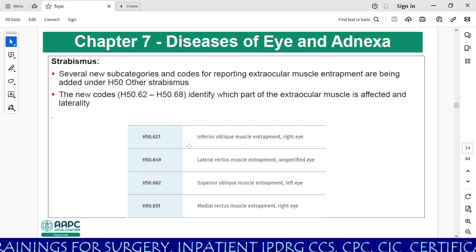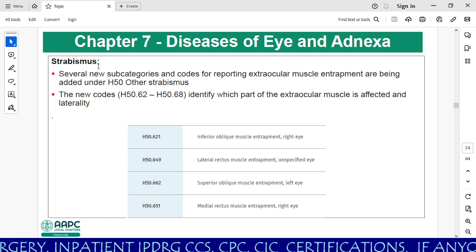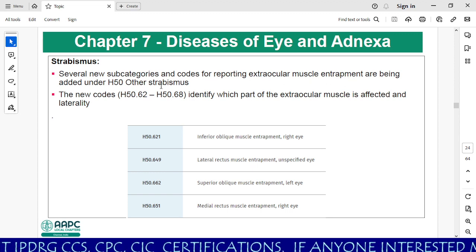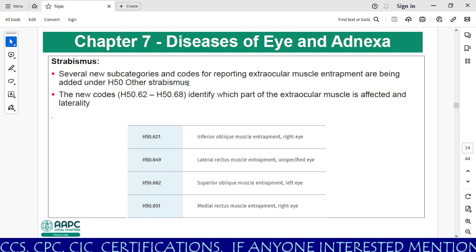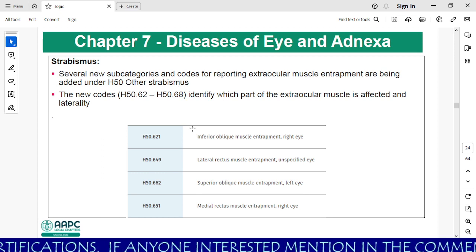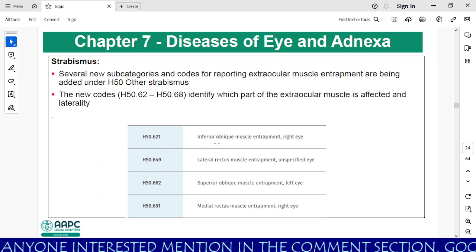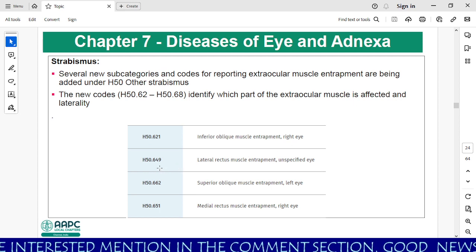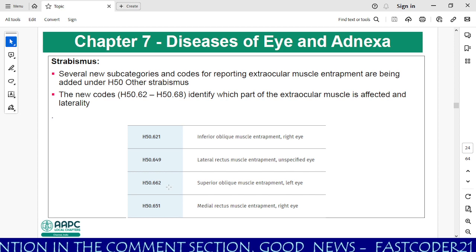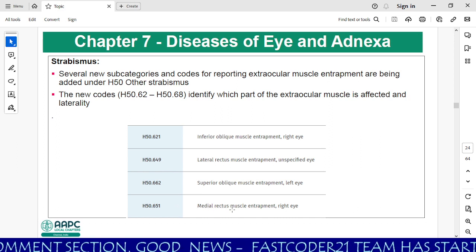So next we have few additions of codes in chapter 7, disease of eye and adnexa. So basically these codes are for strabismus. So several new subcategories and codes for reporting extraocular muscle entrapment are being added under H50, other strabismus. So here our category is H50, other strabismus. So under this strabismus we have multiple subcategories. If we check those subcategories: H50.621 inferior oblique muscle entrapment, right eye; H50.649 lateral rectus muscle entrapment, unspecified eye; H50.662 superior oblique muscle entrapment, left eye; H50.651 medial rectus muscle entrapment.